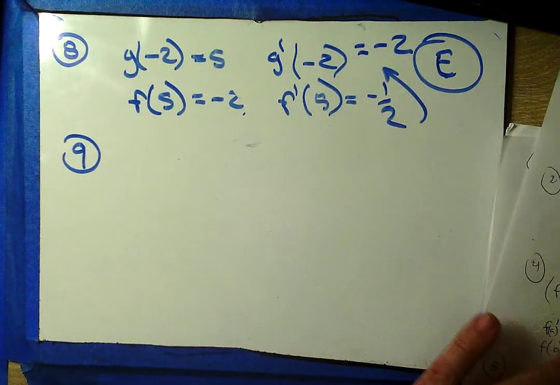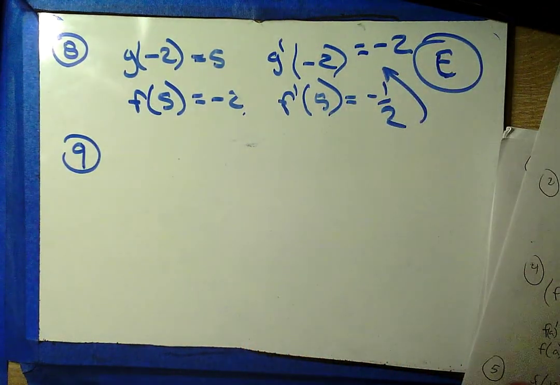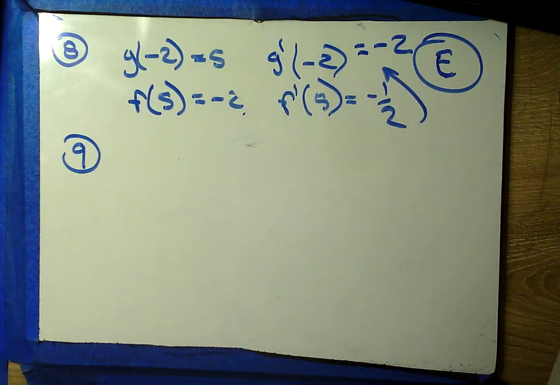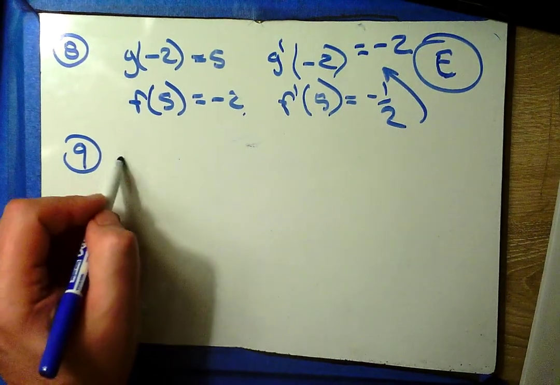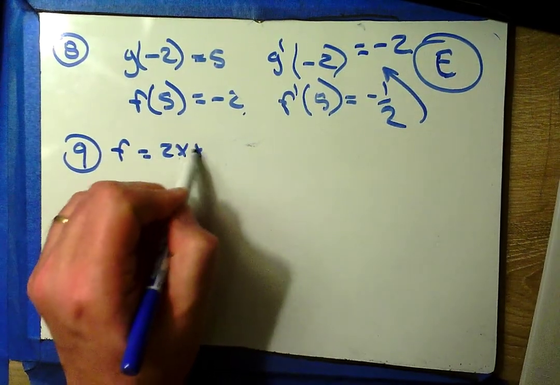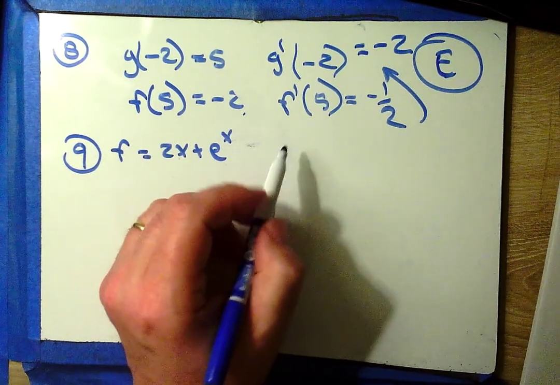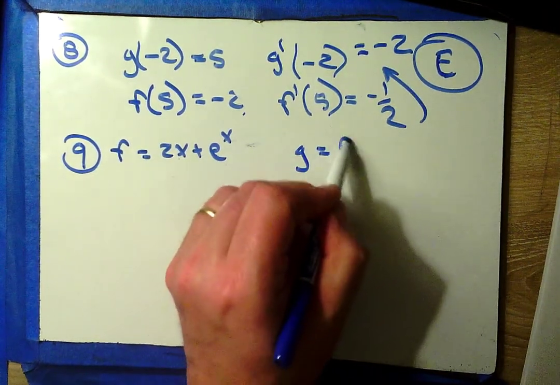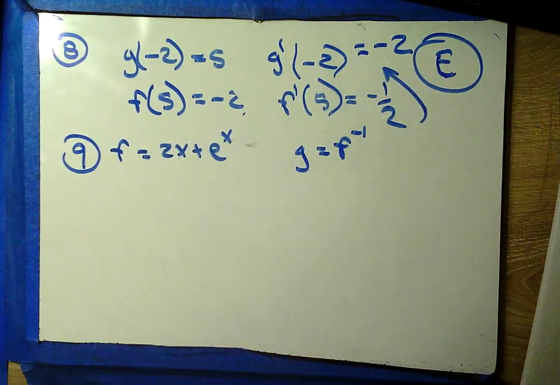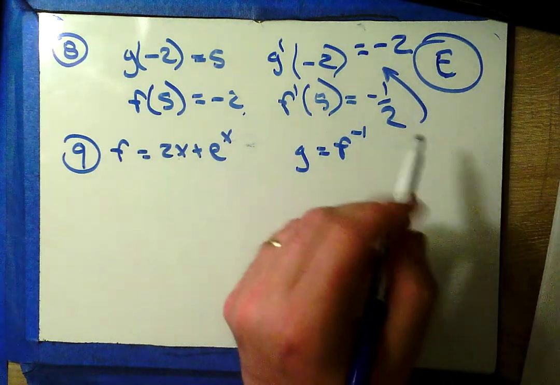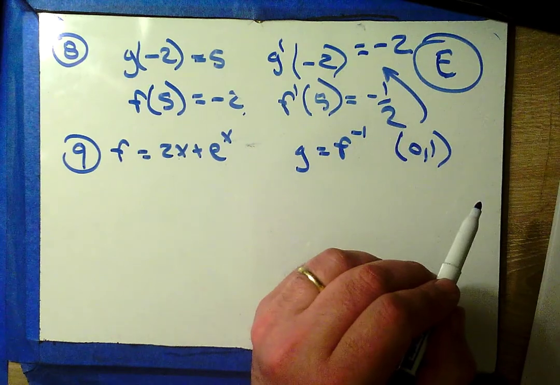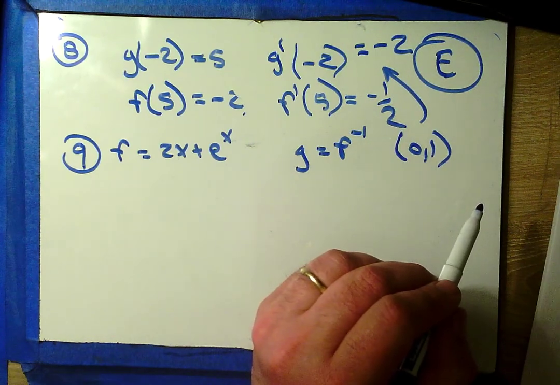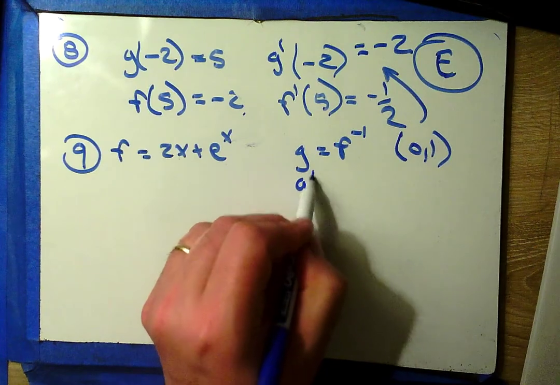Number 9. Number 9 on the back says, let f be defined in this interesting way. F equals 2x plus e to the x. Let g be f inverse. We know what else here. All x on 0 to 1. Okay. What is the value of g prime of 1?